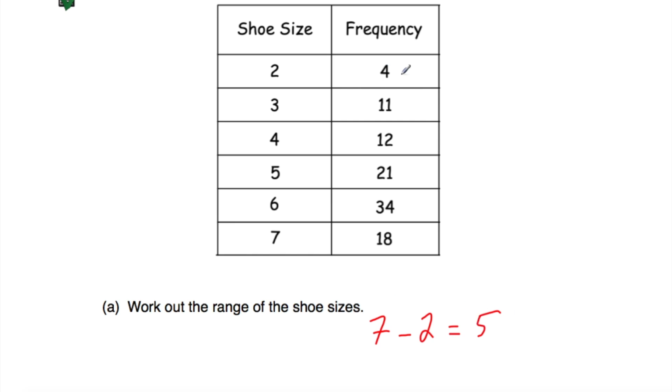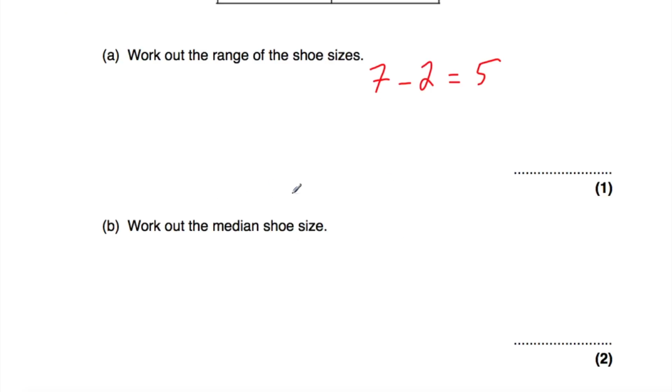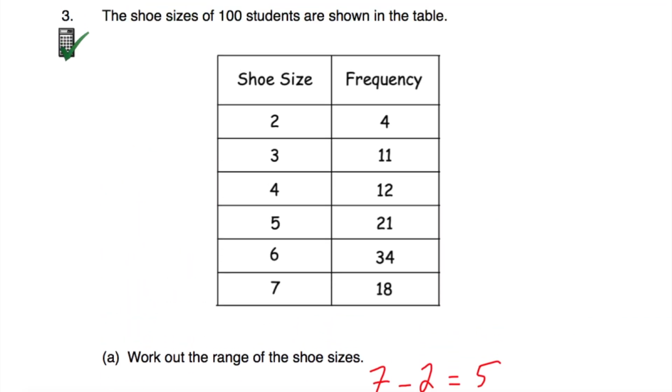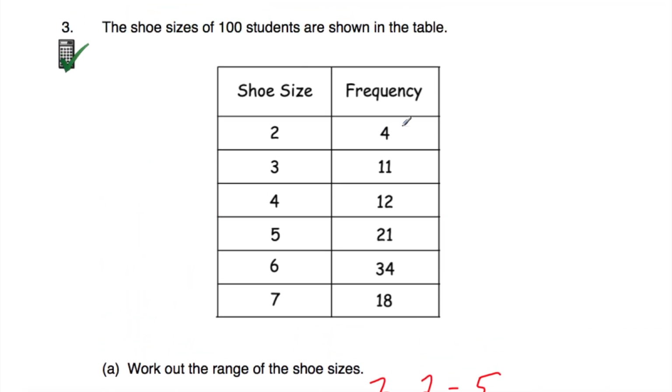If you wrote out the list of 4 number 2s, 11 number 3s, and so on, and 18 number 7s, you would do the largest, 7, subtract the smallest, 2, and 7 subtract 2 is 5, so that's the range. And then part B, we've been asked to work out the median. One approach could be to write 4 number 2s, 11 number 3s, and so on. It's not very efficient.